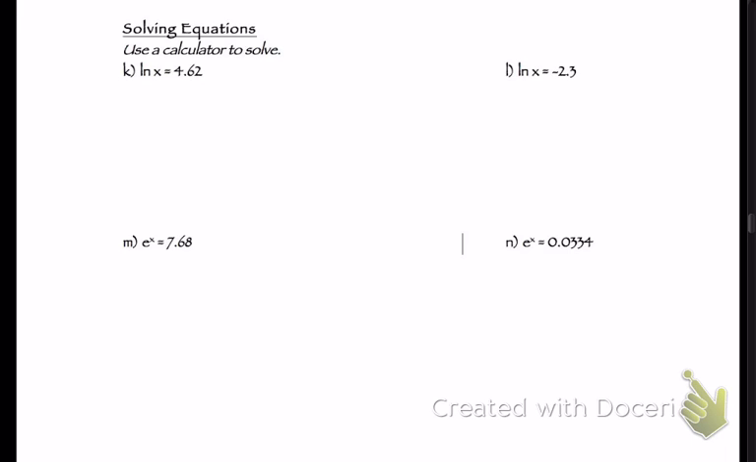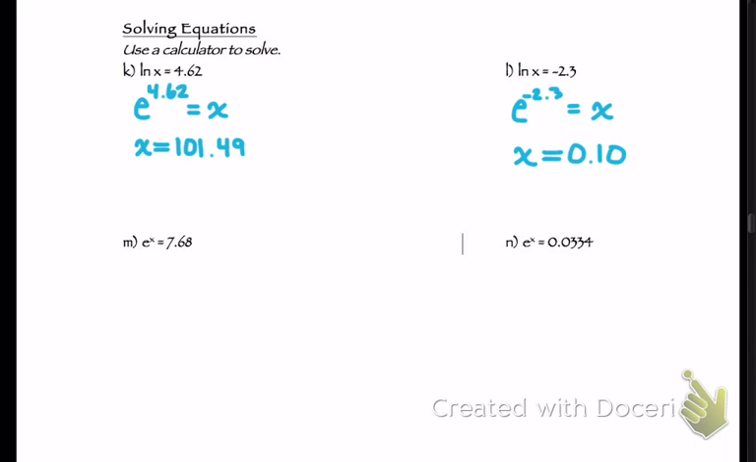Letter K, it's written as a natural log. I know the inverse is to write it as an exponent. So I'm going to write that as an exponent, do that in my calculator, and voila, there it is. Letter L, same deal, write it as an exponent, and solve it, voila. Letter M, now it's written as an exponent. I know the inverse is to take the log or the natural log of both sides. I know in this case it's in base e, so what I should do is take the natural log of both sides. That gives me x equals the natural log of 7.68. I do that in my calculator to get 2.04.